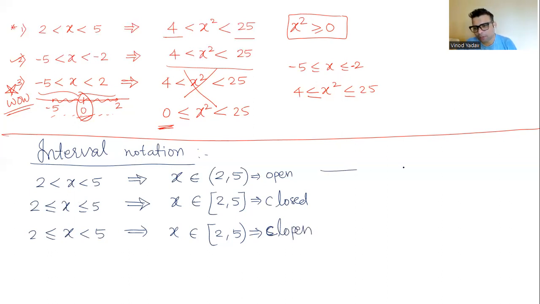I hope on the number line you could also visualize this. In the first case, 2 is not allowed and 5 is not allowed; everything in between is allowed. In the second case, 2 was allowed, 5 was allowed, and everything in between is allowed. So 2 was allowed means just represent it like this: shade it darkly, a dark shade. And here 2 is allowed, but 5 is not allowed.